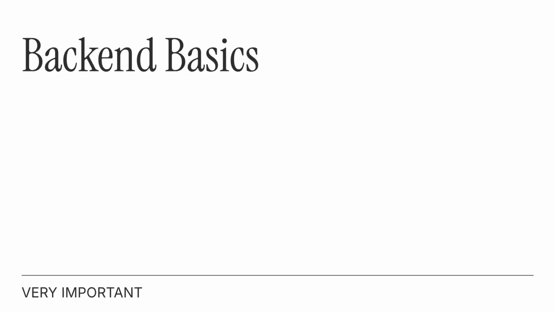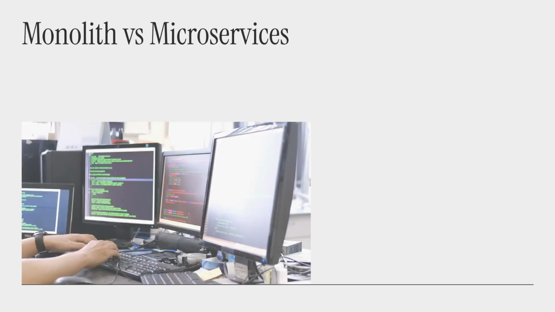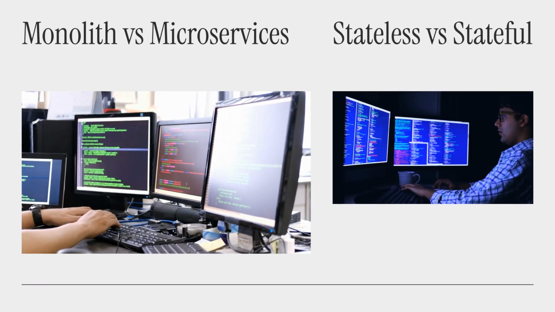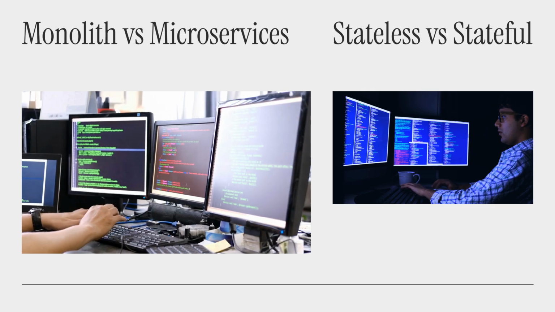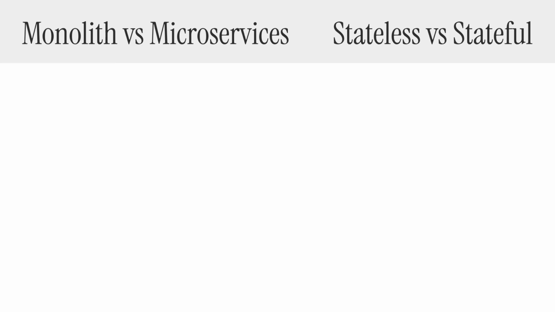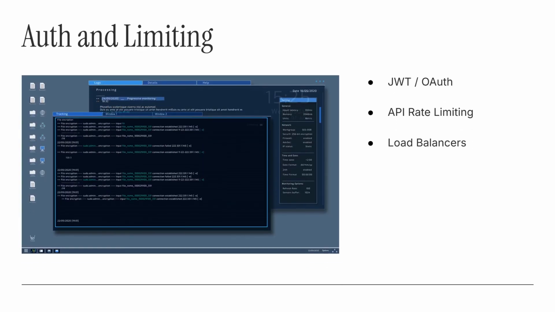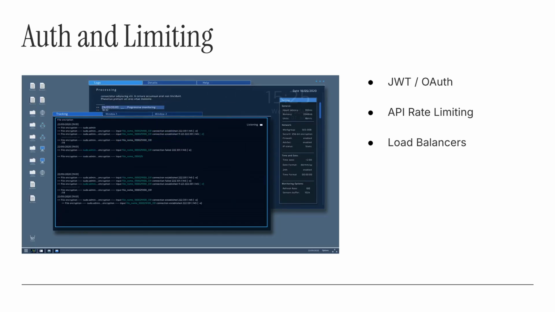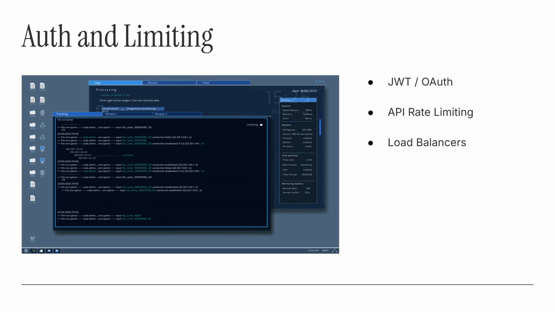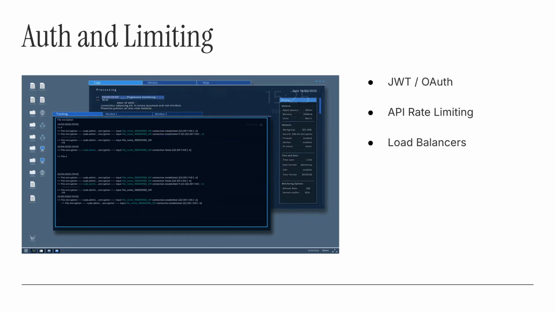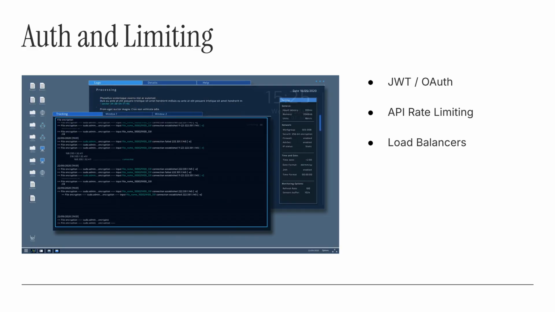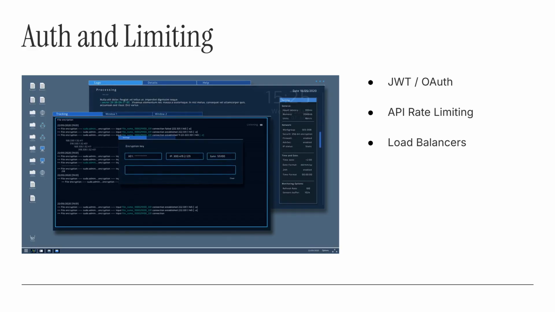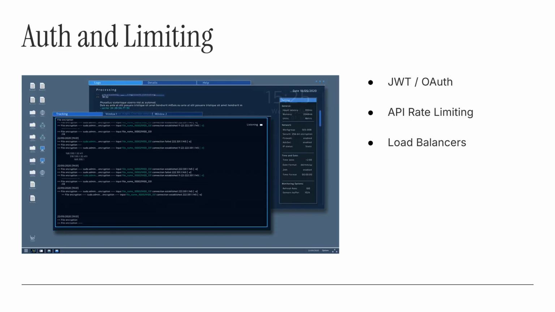Next, we move to back-end basics. You don't need to be an expert, but you must understand the core flow of a request. Compare monolith versus microservices architectures and understand the crucial distinction between stateless and stateful services. Cover authentication methods like JWT and the basics of OAuth. Also, learn about API rate limiting and the concept of load balancers like Nginx or AWS ELB. Your goal here is to explain how millions of users safely interact with your backend.